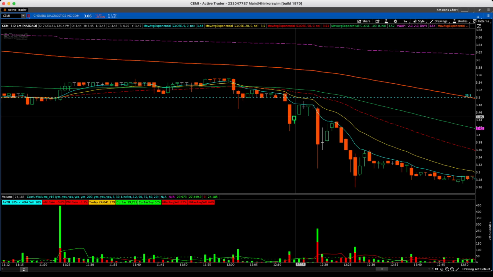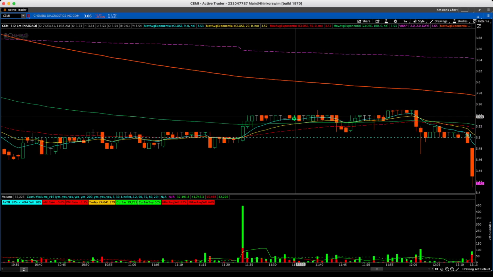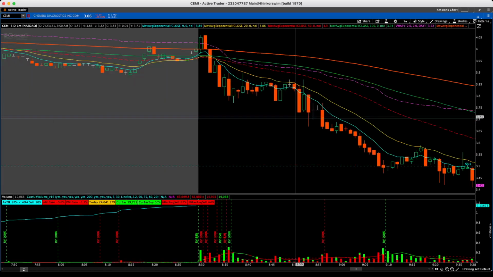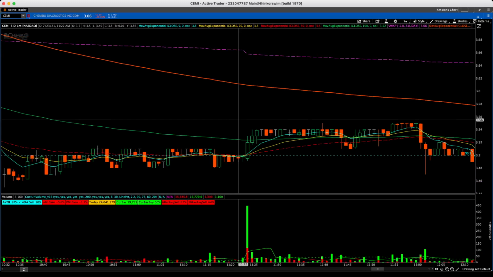So how do I combine VWAP with these EMAs? I just use it as another indication. So let's look at semi here. Let's find a move.